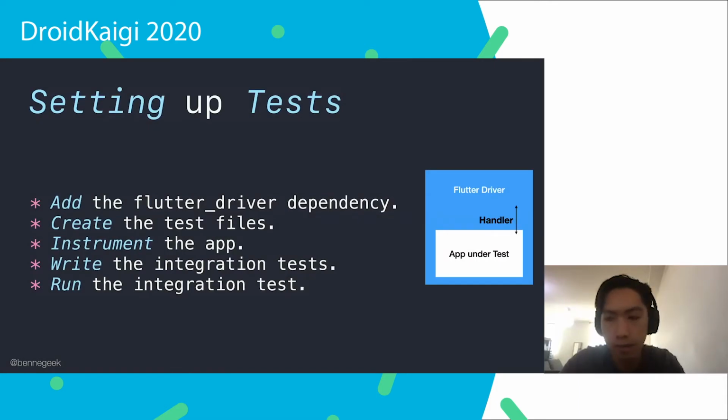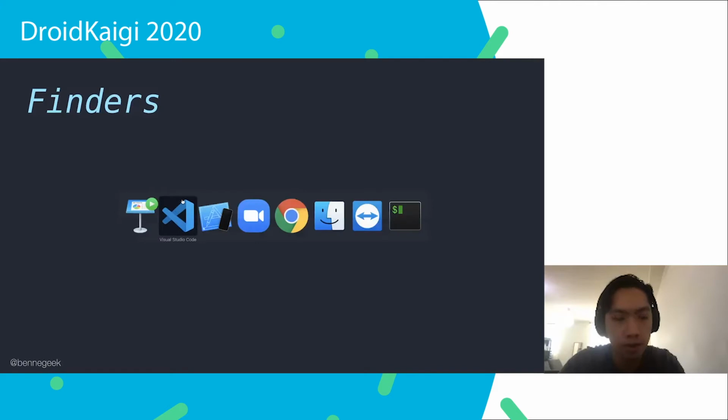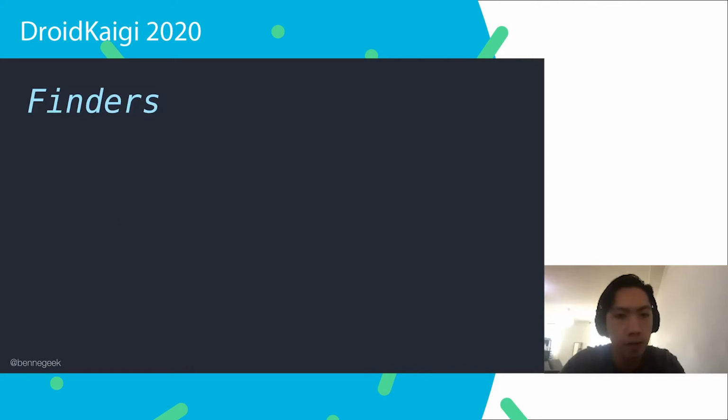Well, before that, sometimes you would want to communicate between the application and the driver, and it's called a handler. We'll show you that later on. So let's go to the concept of finders. These are methods that allow you to find widgets, for example, using a key.